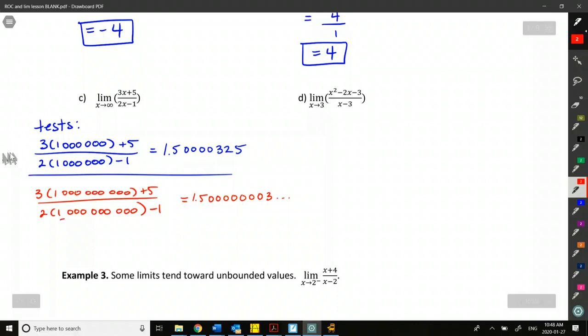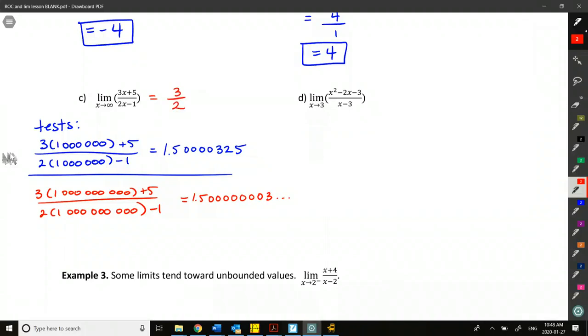Every time I add some zeros onto this, I'm going to get more and more zeros here. So we could probably safely say that this is going toward the value 1.5. Agreed? Or in other words, 3 over 2. Okay, 1.5 is equal to 3 over 2. So we could probably take a pretty educated guess here that this is equal to 3 over 2.